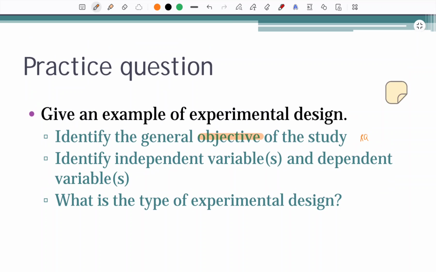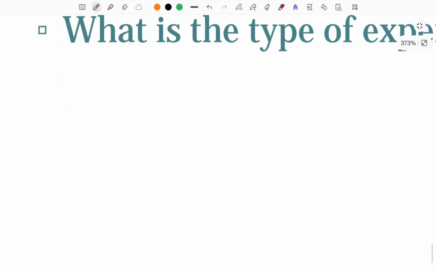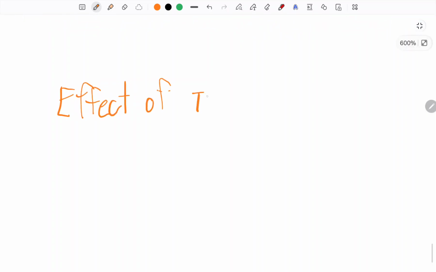Okay, let's start first. Give me the topic. The topic is effect of TMS combined with neuromuscular exercise in Parkinson's disease patients. Do you have any outcome yet?